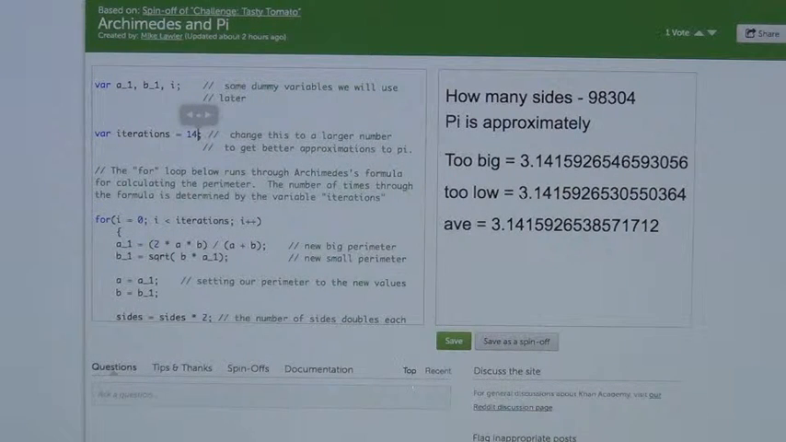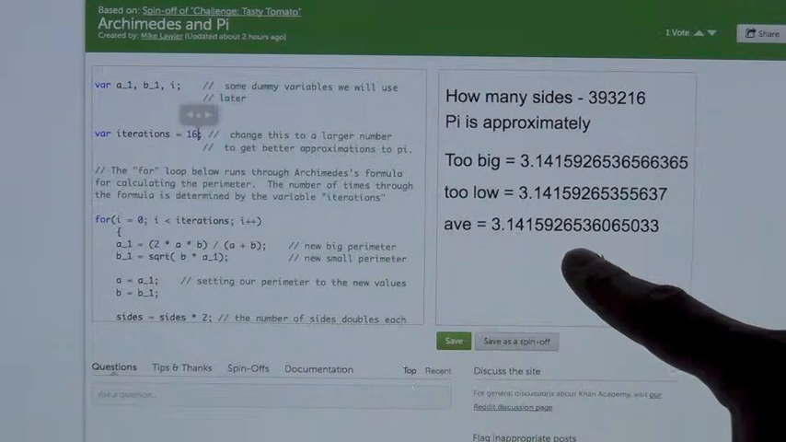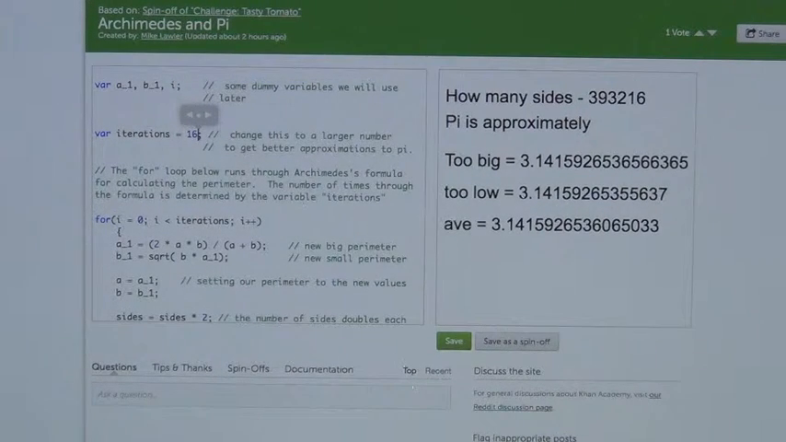So this was more than 2,000 years ago. Wow. Archimedes figured this out. And if Archimedes could take the time to go through this 14 times by hand on his primitive tablet, he could have calculated pi out as far as he wanted to. I don't know how far this goes. Can we do 16? Yeah, we can. 393,000 sides, 3.141592653.6. We're getting pretty close.